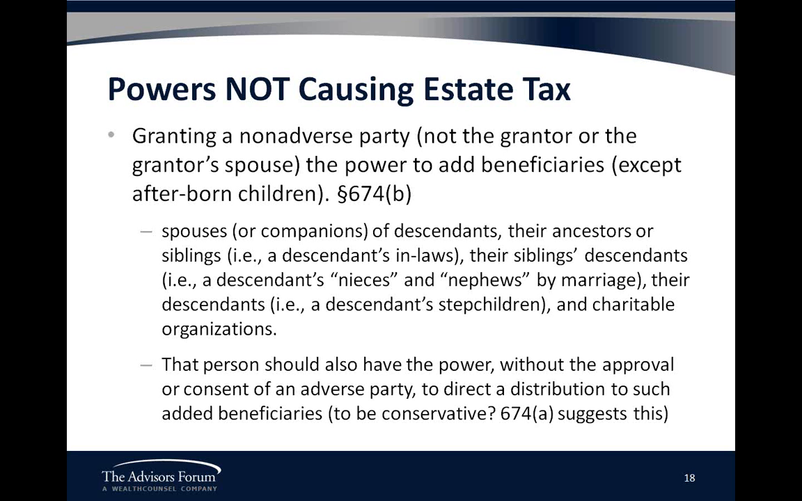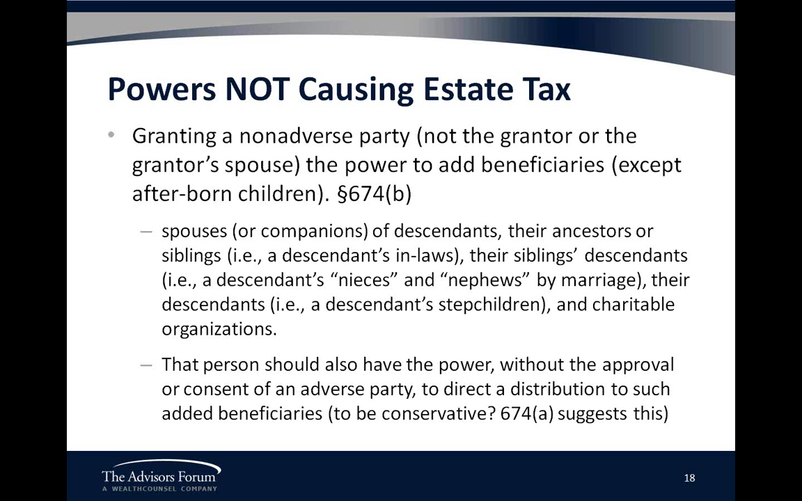So what's our next one? We can grant a non-adverse party, which is not the grantor's spouse, the power to add beneficiaries, except after-born children. So where this is used in practice is you make spouses, companions of descendants, ancestors or siblings, anybody that you feel may be a beneficiary, or maybe you want a beneficiary.